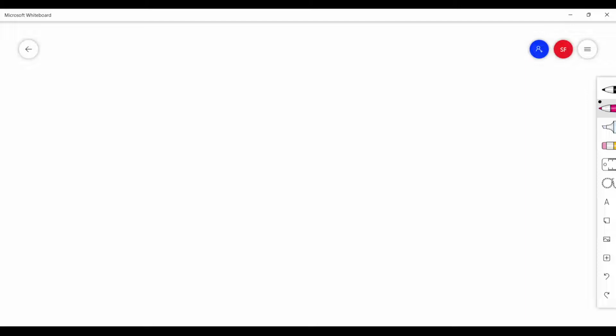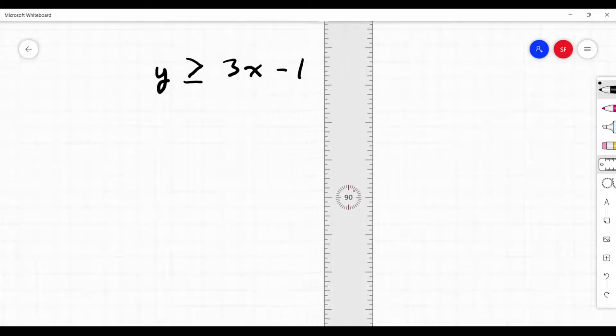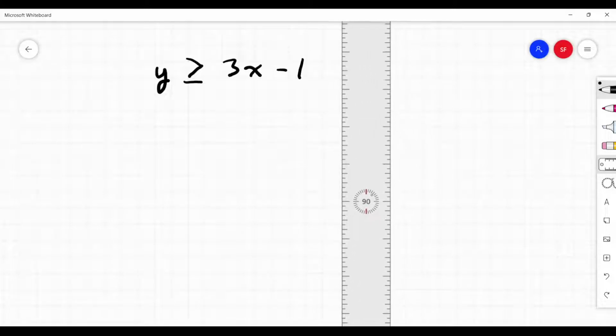Number 12. I got the first part of the problem right, but it's shaded on the wrong side. Okay, let's take a look at it. y is greater than or equal to 3x minus 1. So it's already set up in slope-intercept form, so we don't have to do anything there.